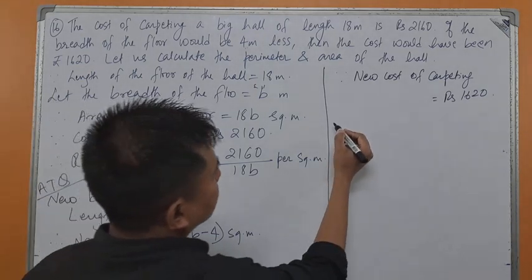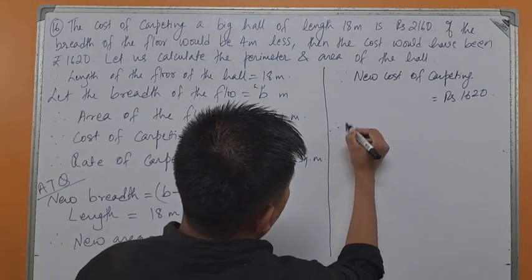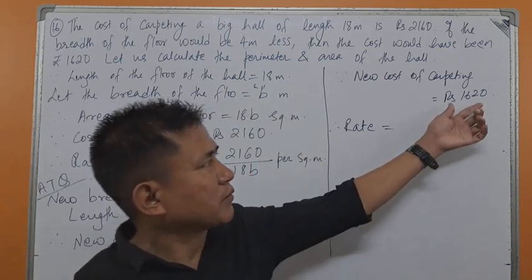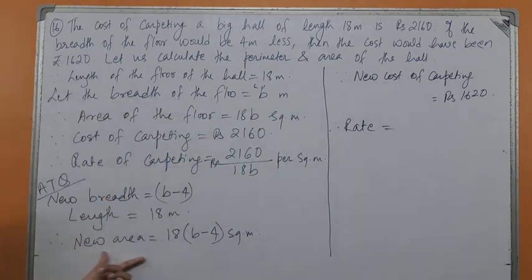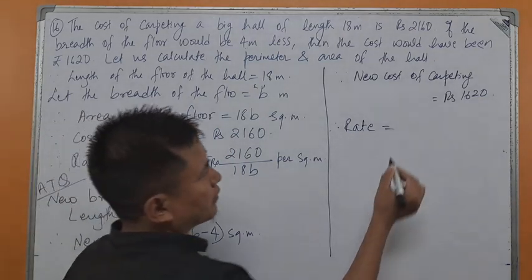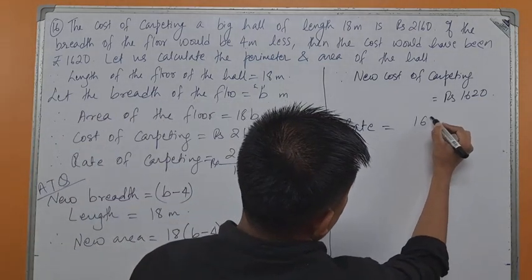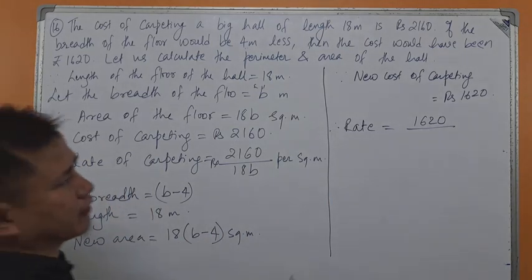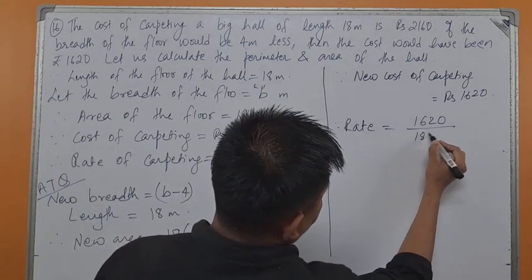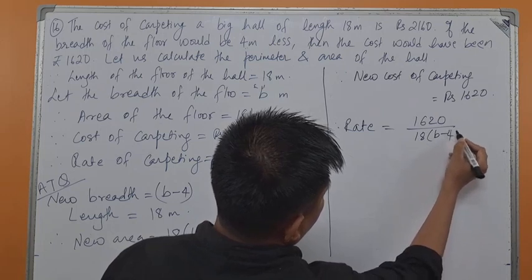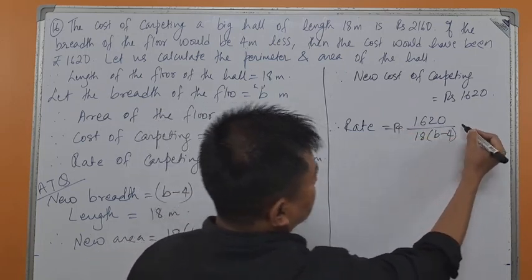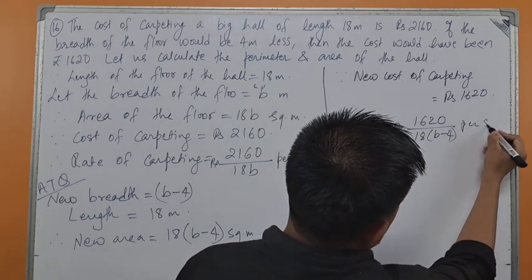So rate will be same. Okay, therefore rate will be cost of carpeting divided by area. So what is cost of carpeting? 1620 divided by what is area? 18 into B minus 4. We got rate here, rupees 1620 by 18 into B minus 4 per square meter.